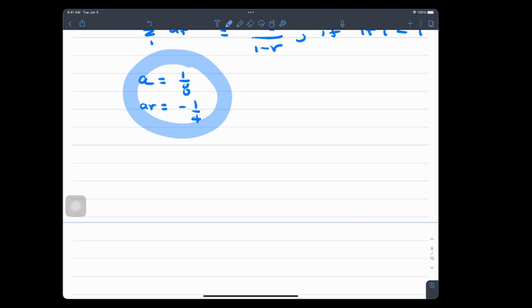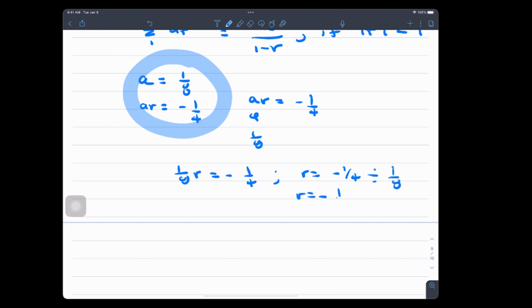So if you're looking at these first two terms, how do we put this together? That implies that AR being negative 1/4 when A is 1/8. You have the equation 1/8 R is negative 1/4. What is R then? It's negative 1/4 divided by 1/8. R is going to be negative 1/4 times 8, or negative 2. Now, I don't know that this is geometric.